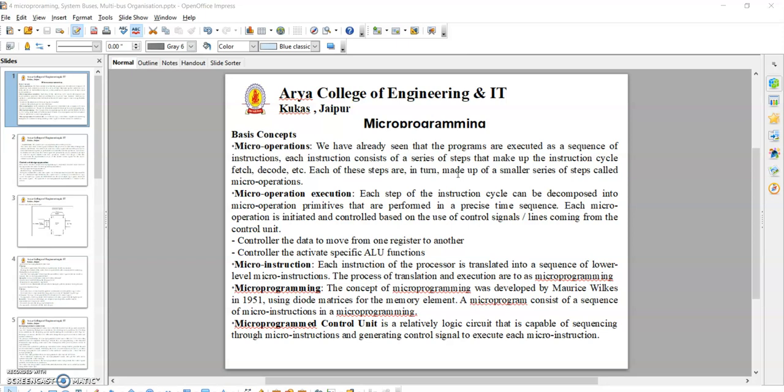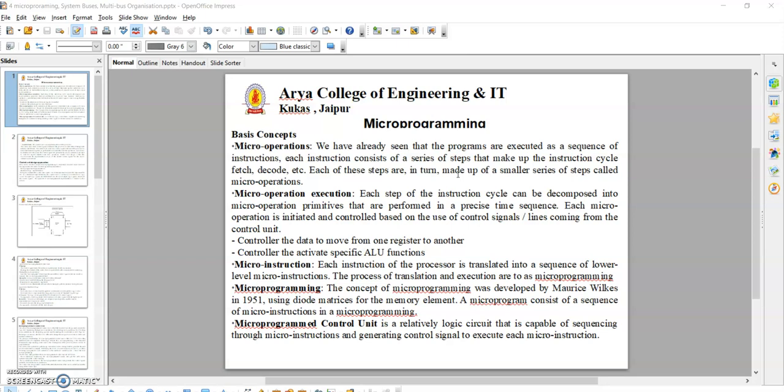Each micro operation is initiated and controlled by control signals or lines coming from the control unit. So the controller causes data to move from one register to another, and activates specific ALU functions.